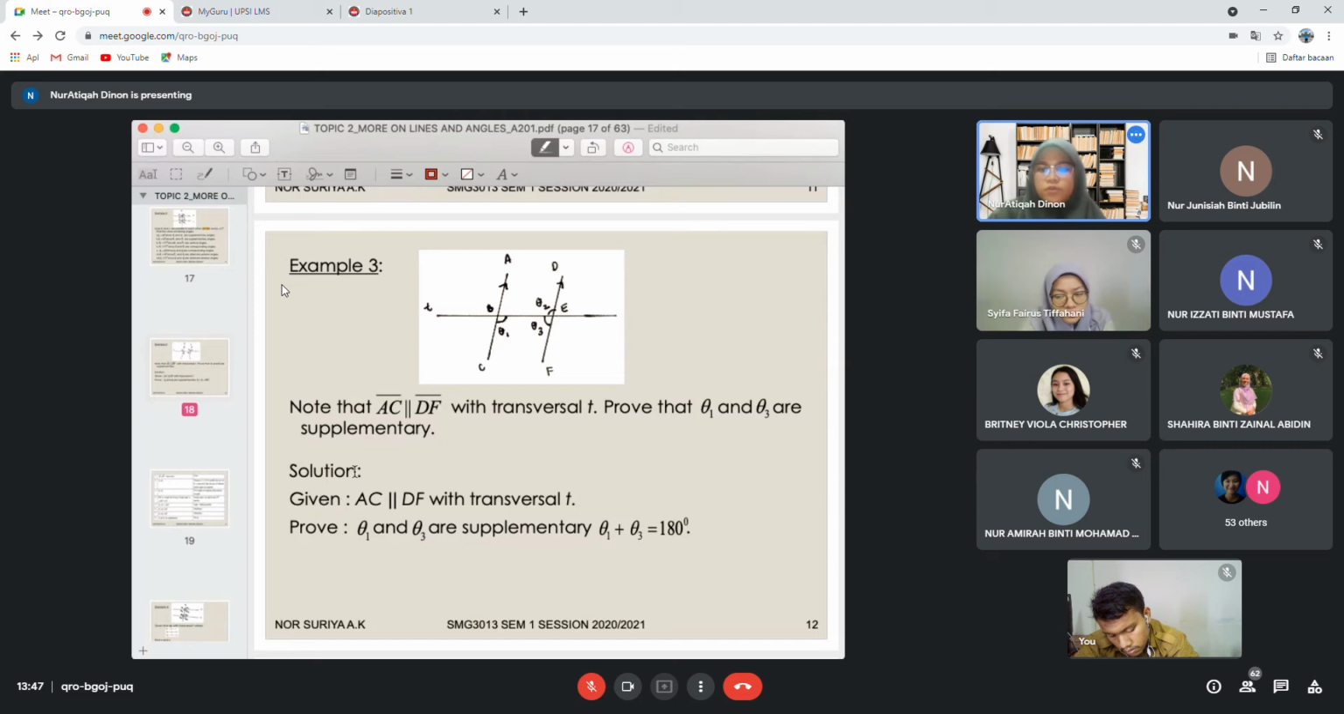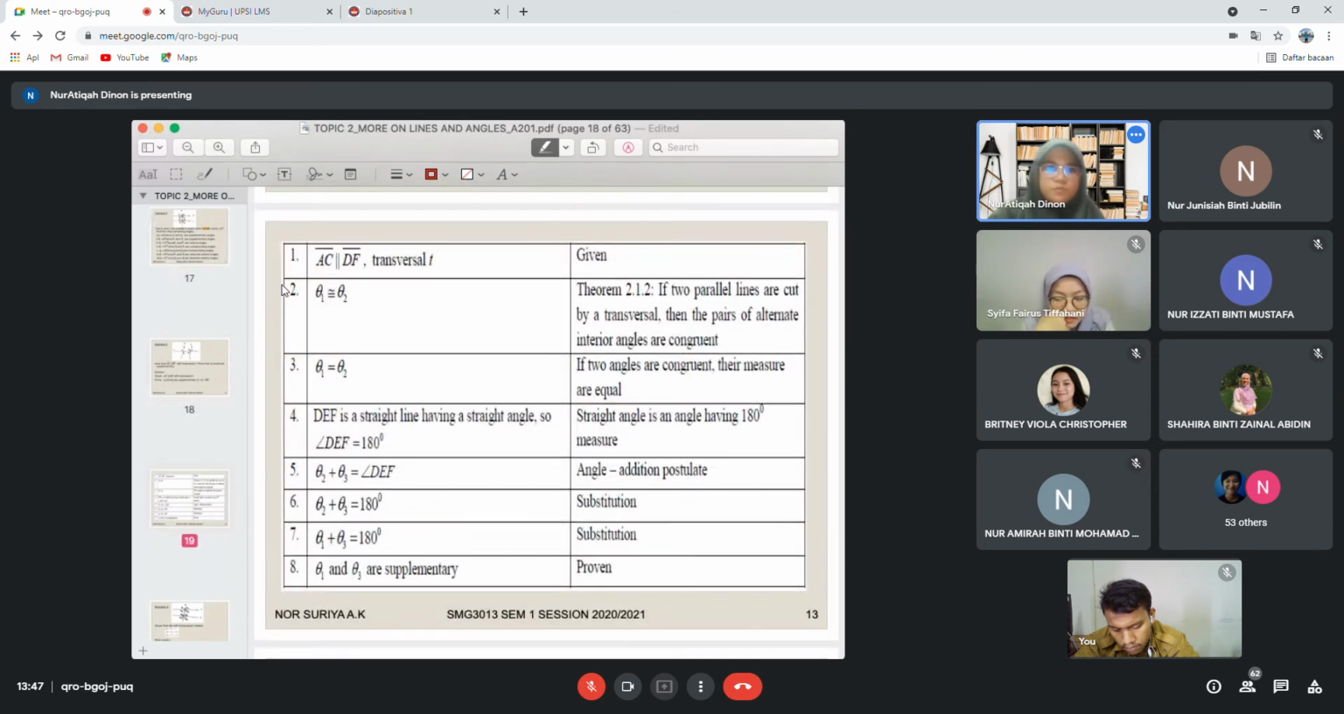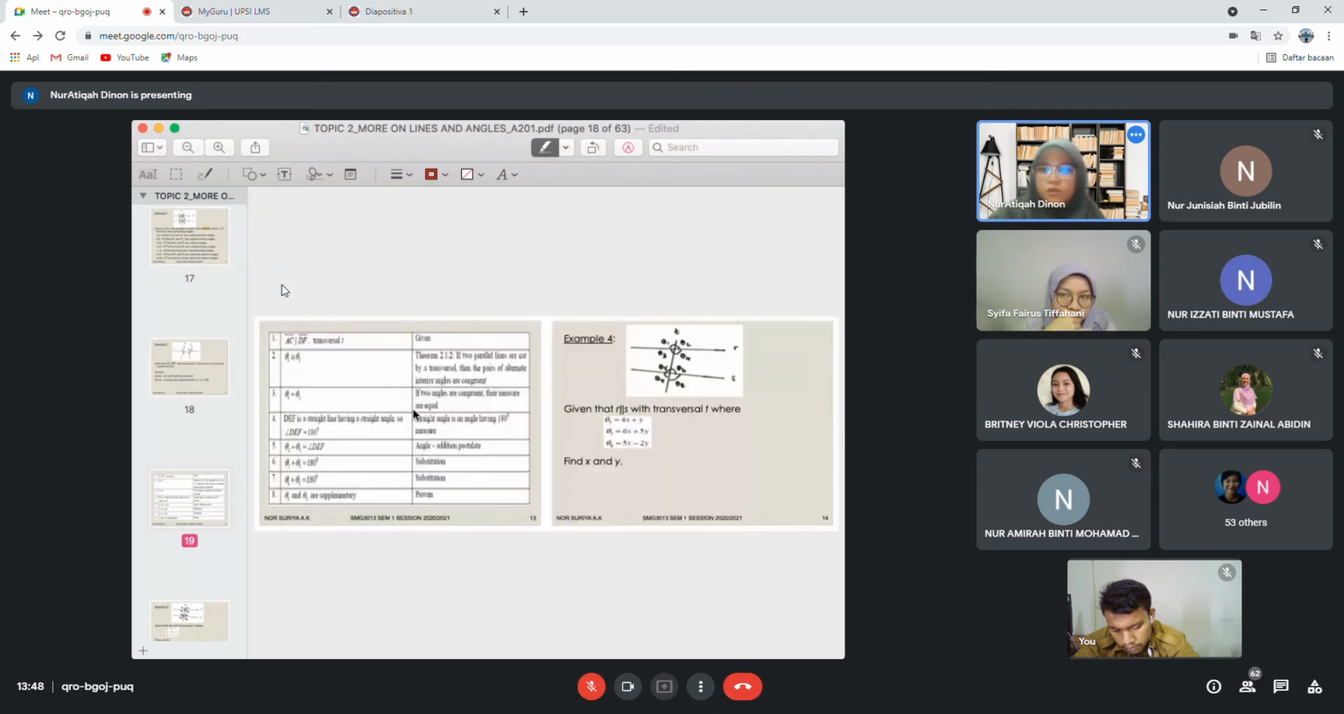So first, when we want to draw the solution, we know that the given is AC and DF are parallel lines with transversal T, and we need to prove theta 1 and theta 3 are supplementary, which is theta 1 plus theta 3 equals 180 degrees. So what we're gonna do here, let's hope that, oops, sorry. Oh, tak. Back.